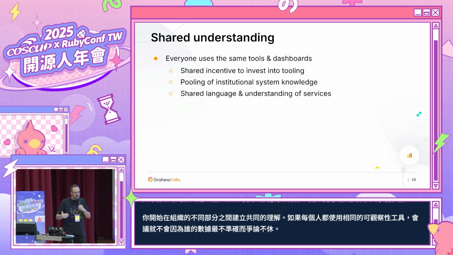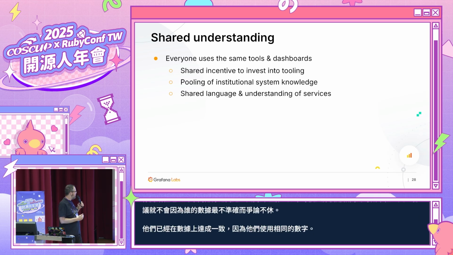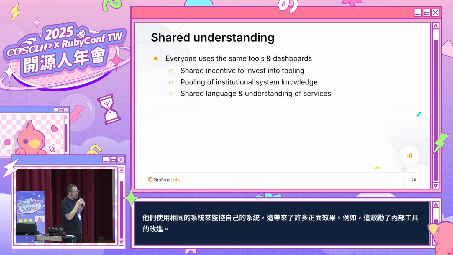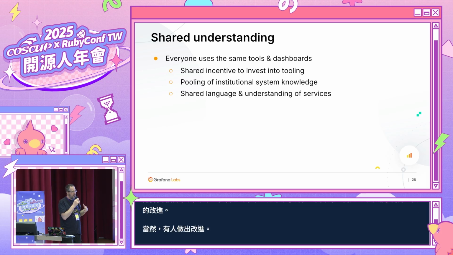They use the same systems to observe their own systems. And this has a lot of positive effects where, for example, it creates incentives to improve the tooling which you use internally for everyone. Because one person makes an improvement, everyone else benefits. You also start pooling knowledge, because it is not the case that you have small islands of operations which fight each other all the time. You start coming together and talk together more. And you start building shared language.